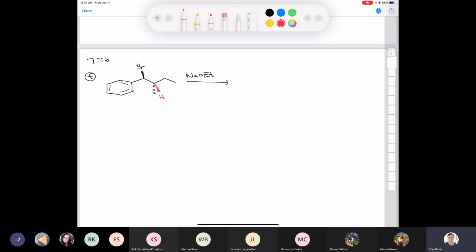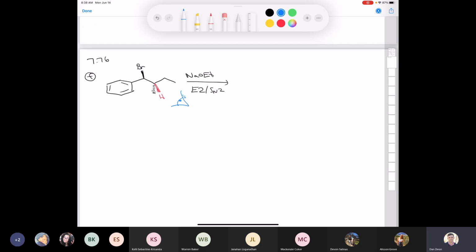But remember, E2 is going to be the major mechanism with some SN2. Yes, there's going to be a little bit of SN2. But in order for the E2 reaction to occur, this bromine and this hydrogen have to be anti-periplanar to each other, don't they? So I'm going to draw a Newman projection looking down the carbon-carbon bond, and I'm going to look at it from this perspective here.